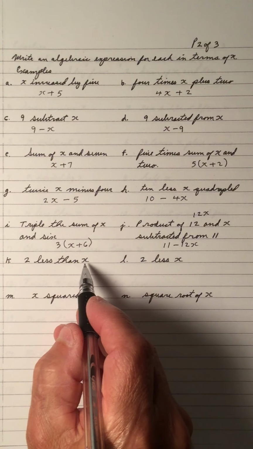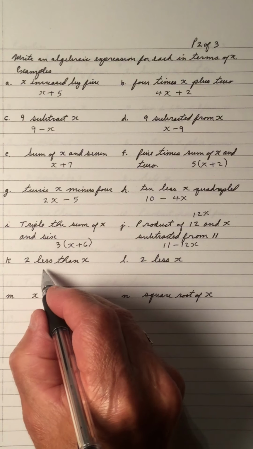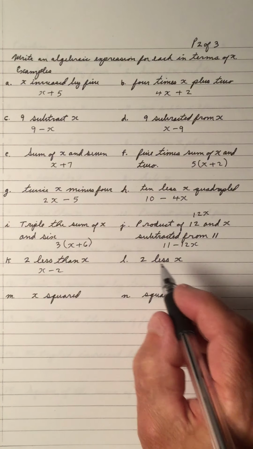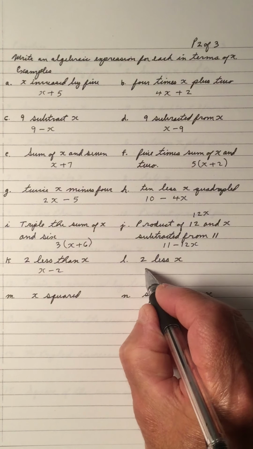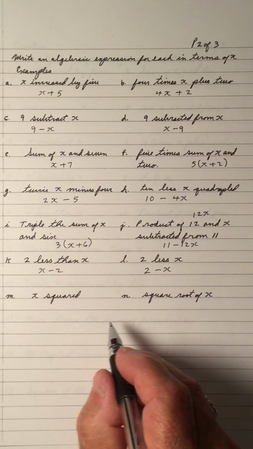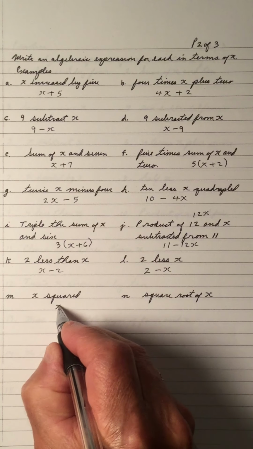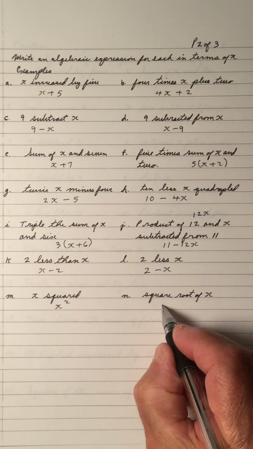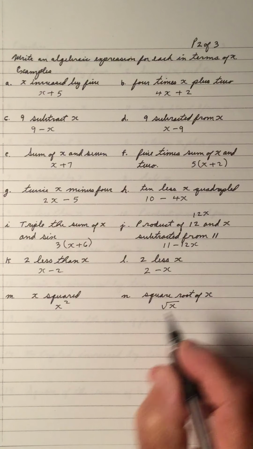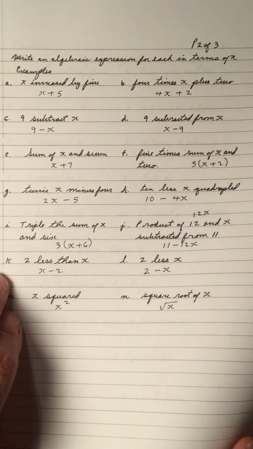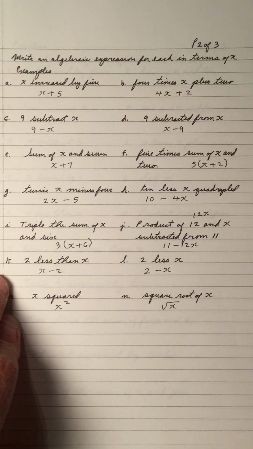K, 2 less than x. Less than reverses the order, so it's x minus 2. But 2 less x, you don't change the order, less is subtract, just 2 subtract x. L, x squared, that's easy. And the square root of x. So that's writing algebraic expressions in terms of x.